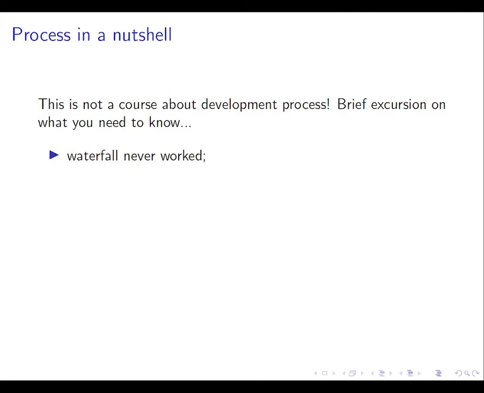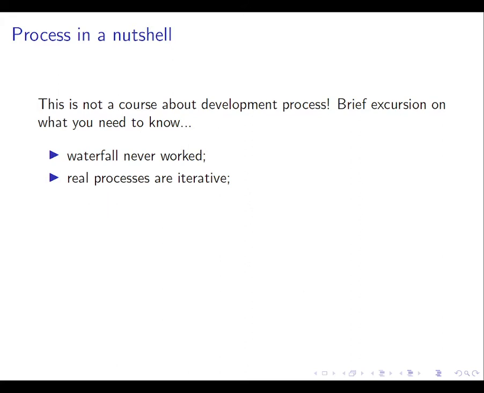I'm going to spend the next few slides talking about the software development process because I think we really have to do this in order to understand how modelling fits in. This is not a course about the development process. So briefly, what I want you to understand is why the waterfall model never worked. It's because people make mistakes and things change, and you will inevitably discover later in the process that you've got problems capturing the requirements, and that these things have to be fixed, and so on.